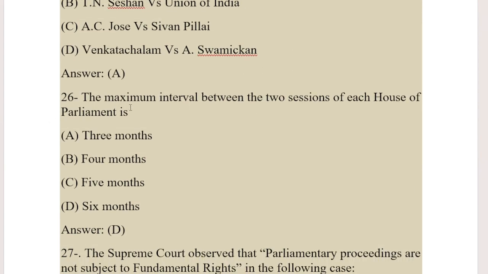And the next question is, the maximum interval between the two sessions of the House of Parliament.